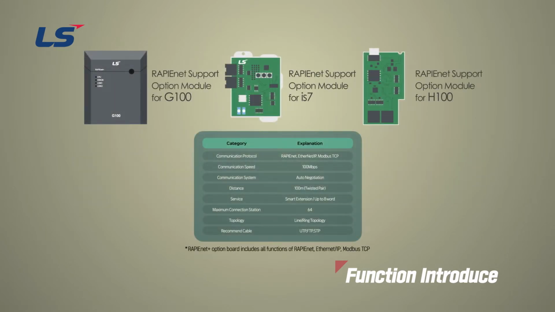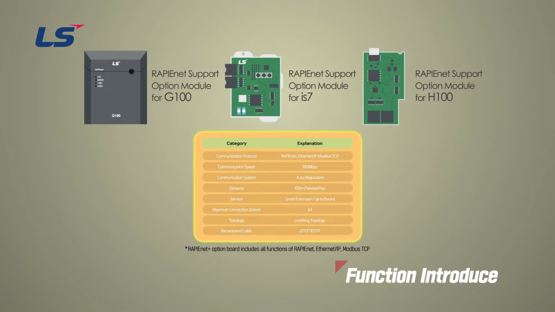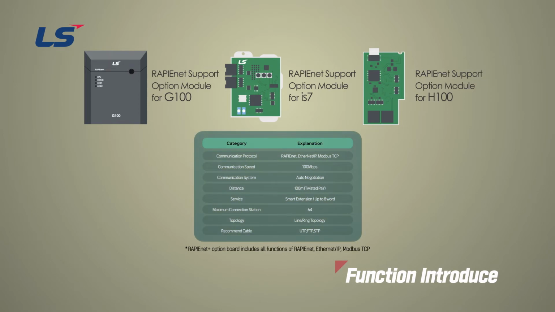The following introduces the types and appearance of inverter option modules that support RAPIEnet communication. First of all, the products that support RAPIEnet communication in LS Electric are G100, IS7, and H100, and the corresponding communication option module must be installed for each. The type and specifications of the communication option module are slightly different depending on the inverter type, so you must install the communication option module suitable for the product. The detailed specifications of options for each product are as follows.